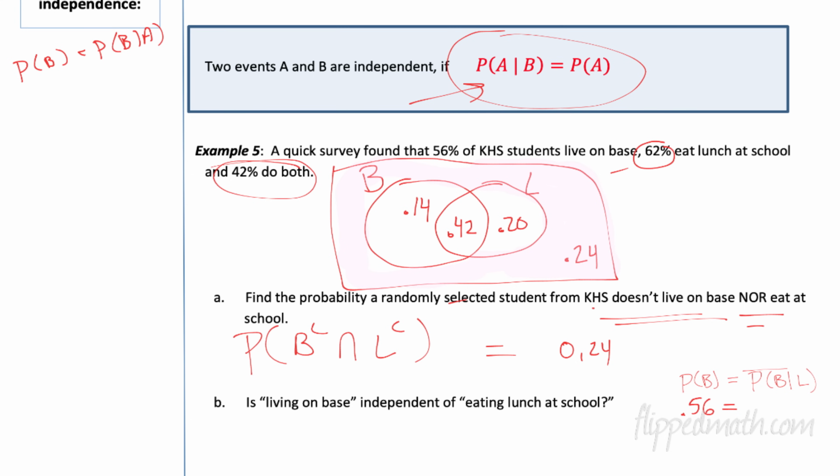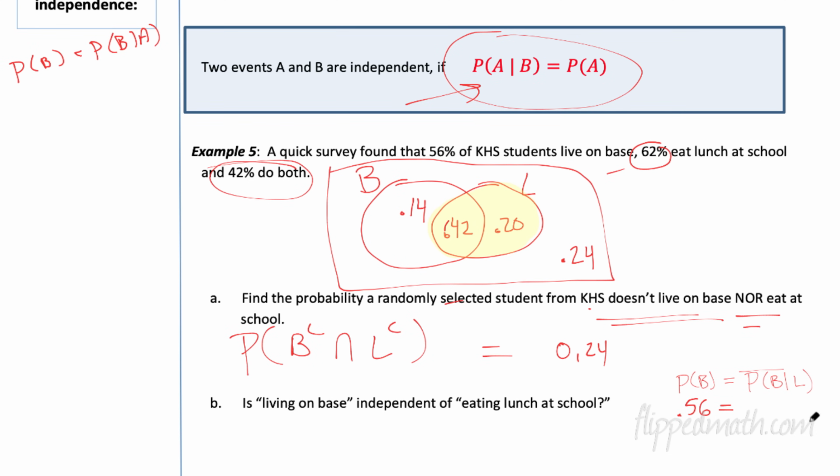Now, here's the thing. The probability to live on base, given that you're eating lunch. So I really now only care about this circle right here. This part of the Venn diagram represents all of the students that eat lunch at school. This probability statement is the probability that you live on base given that you eat lunch. So this is out of all of the students who eat lunch. That is 0.62, right? They tell us that right here. Now, out of that 0.62, how many live on base? These kids. 0.42.